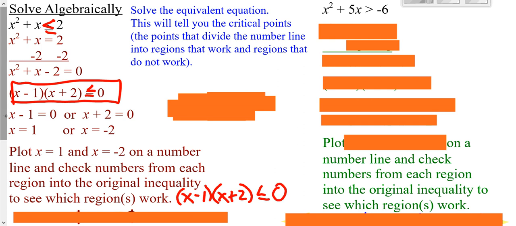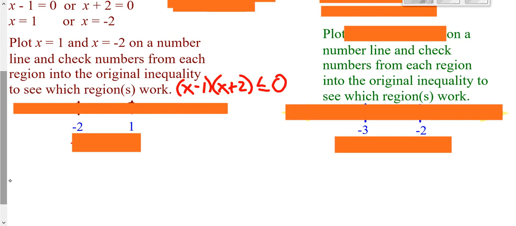Now, all I'm going to do is put that on my number line, divides my number line into 2 regions, or 3 regions. So I'm going to try a number from this region over here. I could try like negative 3. Negative 3 minus 1 would be negative.